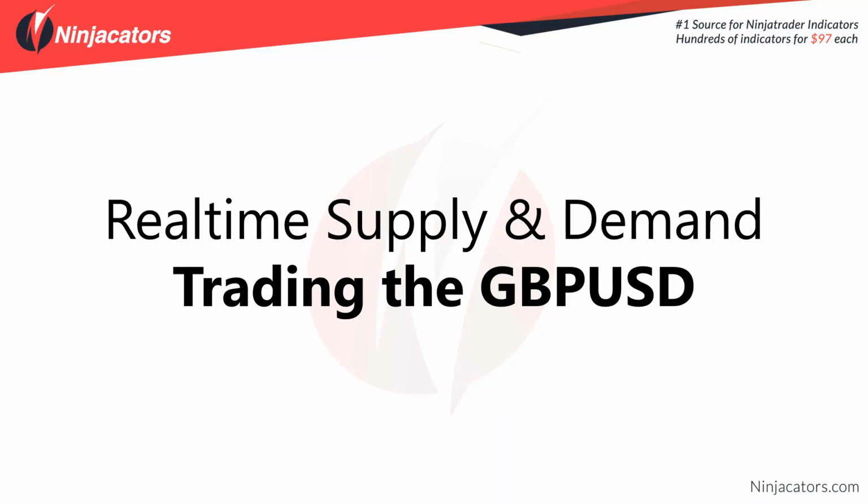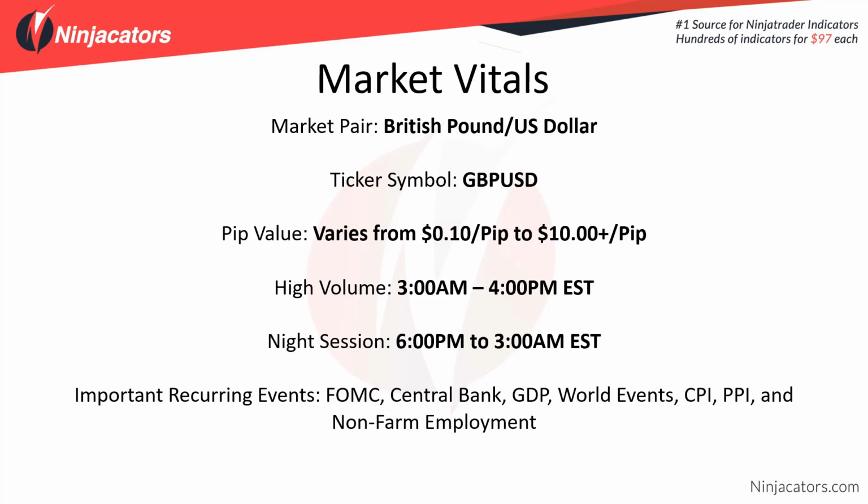In this video we're going to talk about the benefits and the application of using supply and demand in trading the pound dollar. Let's go and talk about some of the market vitals of this market. The market pair is called the British pound to the US dollar. The ticker symbol is GBPUSD. The pip value varies with Forex, can be as small as 10 cents a pip.